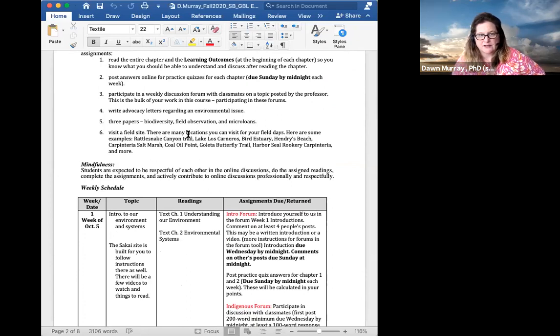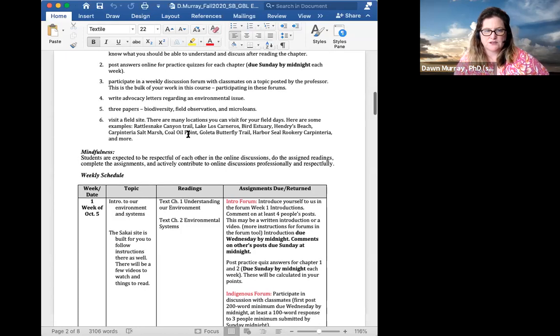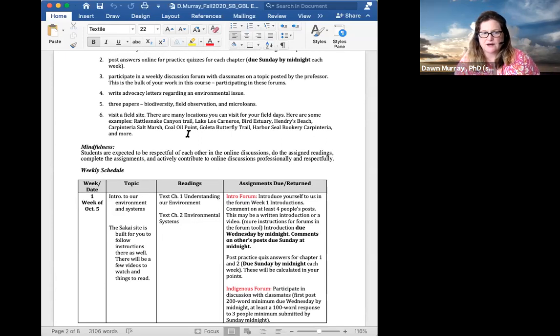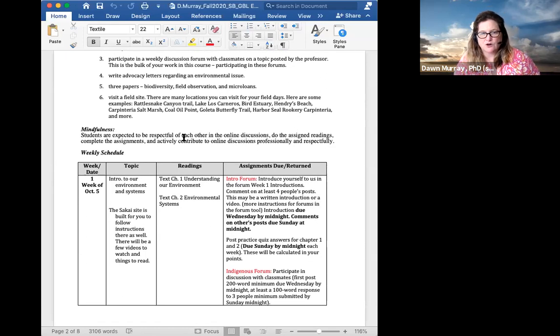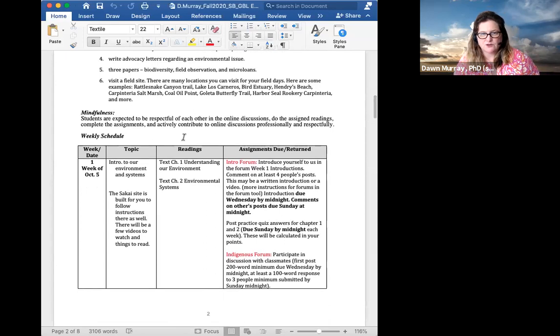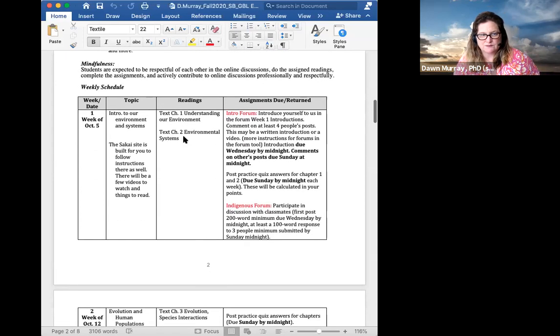You will write advocacy letters regarding an environmental issue, and you'll write 3 papers, one on biodiversity, a field observation, and one on microloans. And you will visit a field site, and there are many locations for you to visit. Here are some examples: Rattlesnake Canyon Trail, Lake Los Carneros, the Bird Estuary, Henry's Beach, Carpinteria Salt Marsh, Coal Oil Point, Goleta Butterfly Trail, the Harbor Seal Rookery in Carpinteria, and there's many, many more.